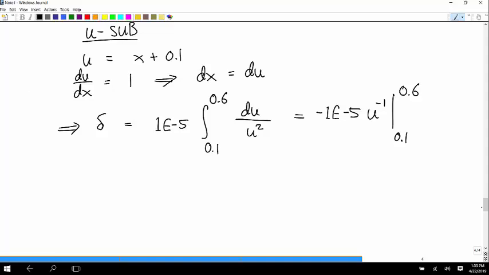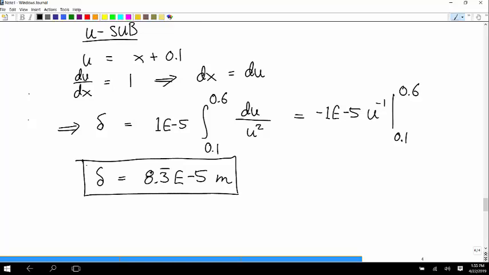And when you punch that all in, you get that the elongation is 8.3 repeating times 10 to the minus 5 meters, or 83.3 repeating microns. So yeah, that's what you have to do if you have a continuously changing cross section.